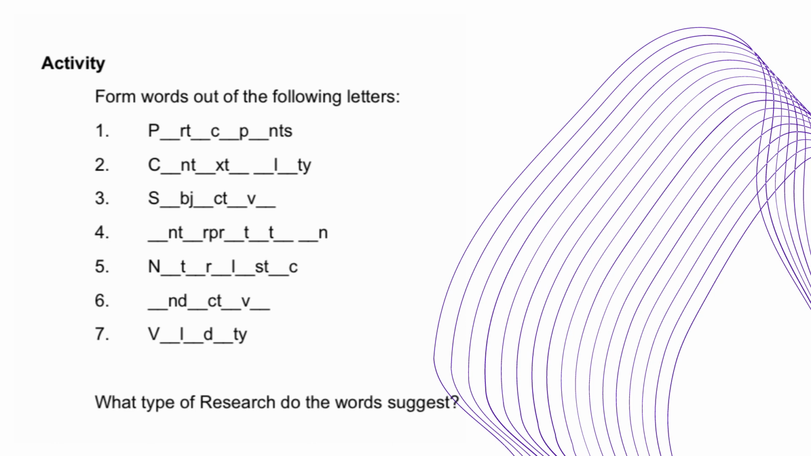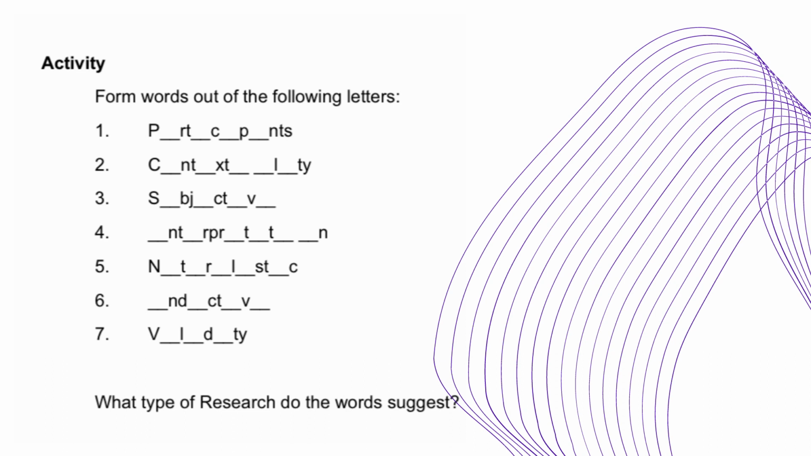Number 1, participants. Number 2, contextuality. Number 3, subjective. Number 4, interpretation. Number 5 is naturalistic. Number 6, inductive. Number 7 is validity.